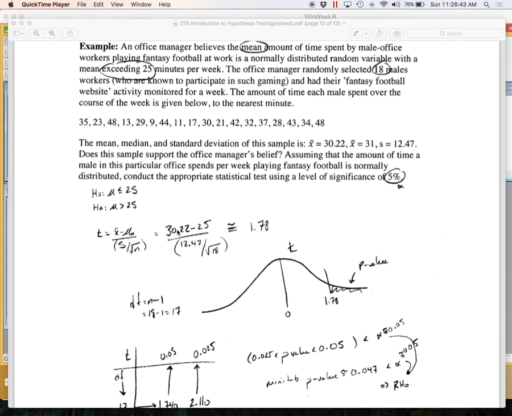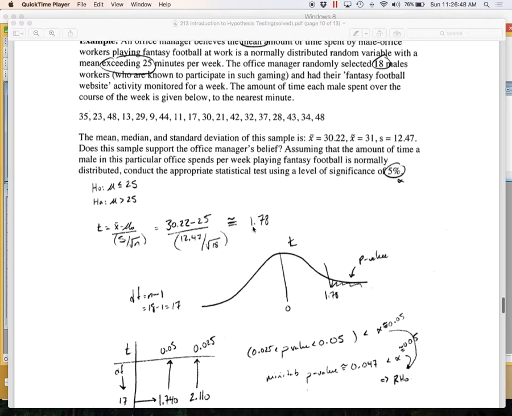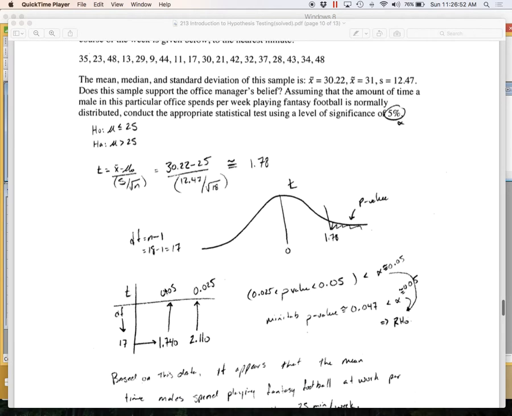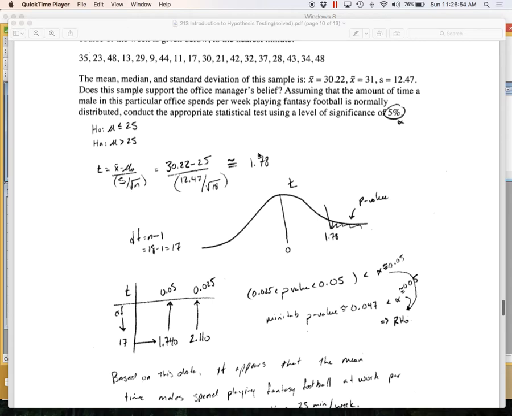The test statistic, you can just sub in the values that are given here. I find that the test statistic is 1.78. Degrees of freedom is 18 minus 1, that's 17. I'm looking for this value in my t-table. It's in between 1.74 and 2.11. It's in between up here 5 and 2.5%. So the p-value is in between 2.5 and 5%.